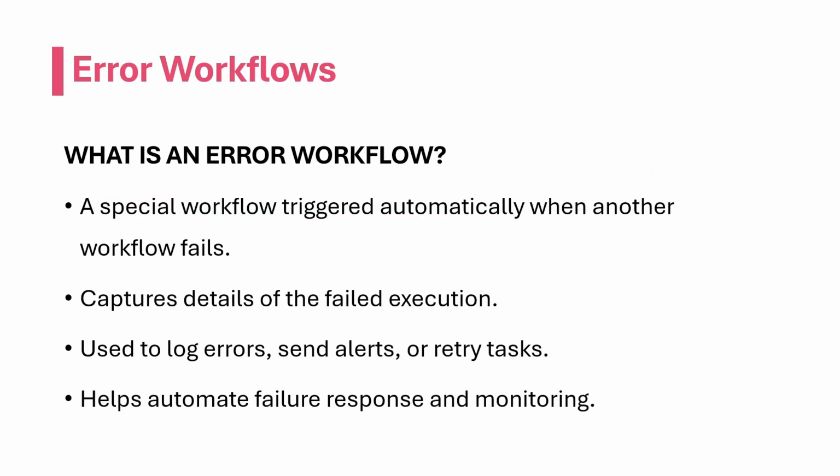An error workflow is a special type of workflow in n8n that automatically runs whenever another workflow fails. It receives information about what went wrong, like which node failed, the error message, and the workflow name. You can use this data to automatically log the issue, notify your team on Slack or email, or even retry specific operations. This feature is extremely useful when you are running multiple automated processes and need reliable error tracking.